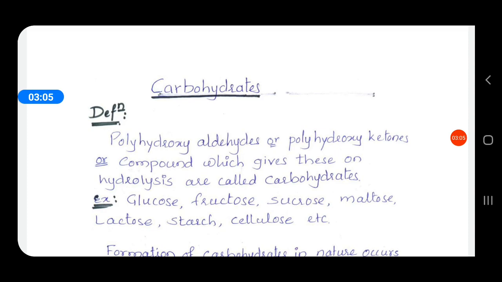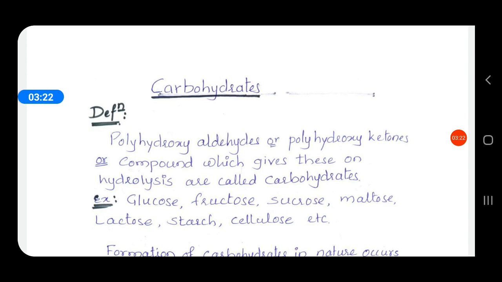So these are polyfunctional compounds, meaning they contain two types of functional group. One is a hydroxyl group, another one is a carbonyl group. The carbonyl group may be an aldehyde or a ketone.